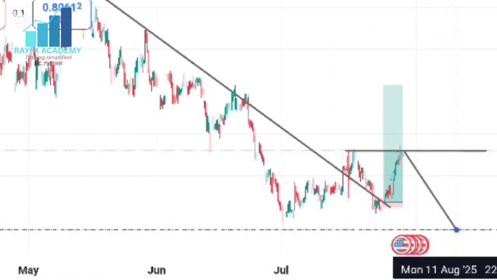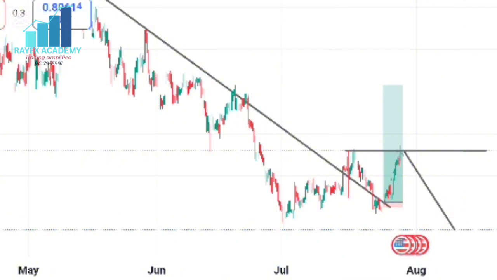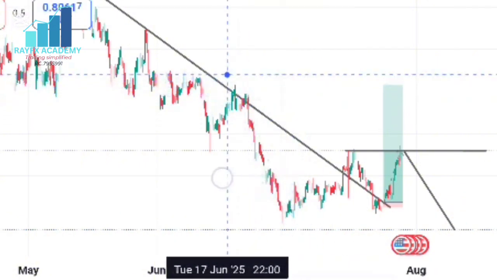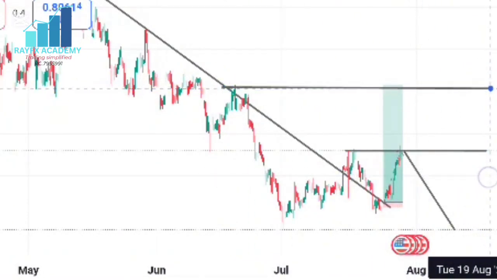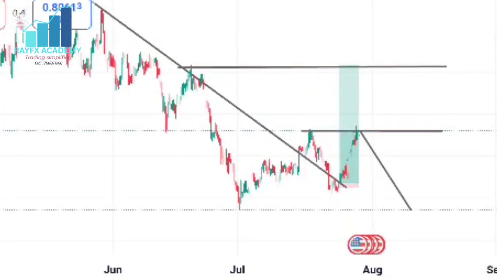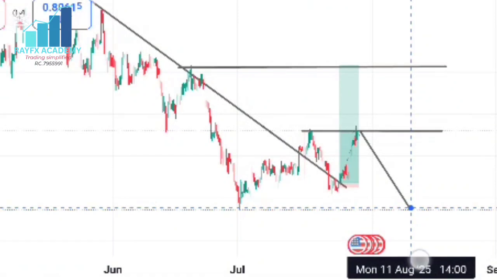it means we are rallying all the way to this point. It's our TP. Right, we are rallying all the way to this upside. But should we have something like this, then it means the market is going to do something like this.